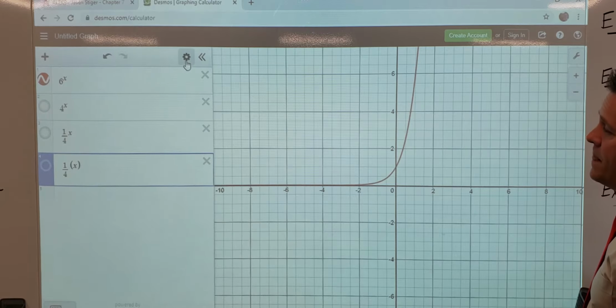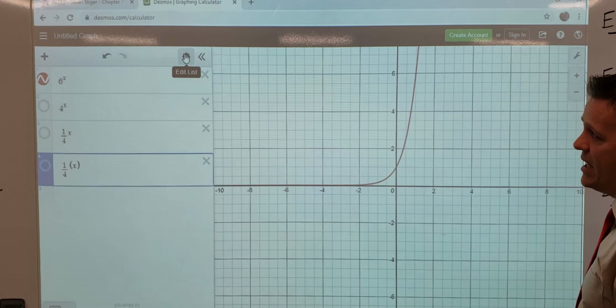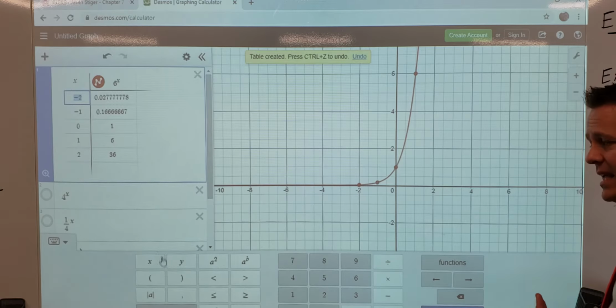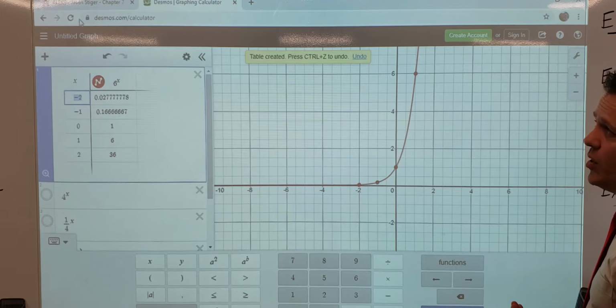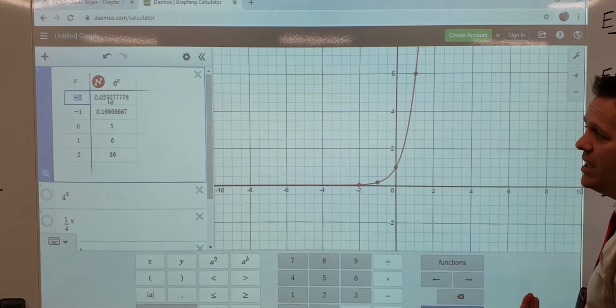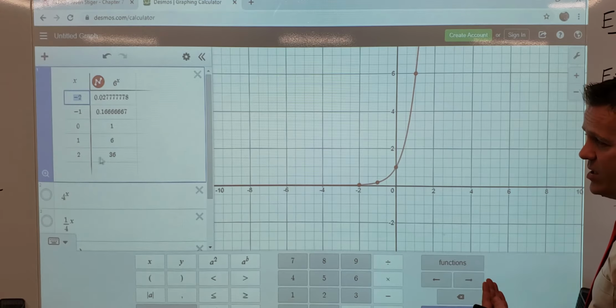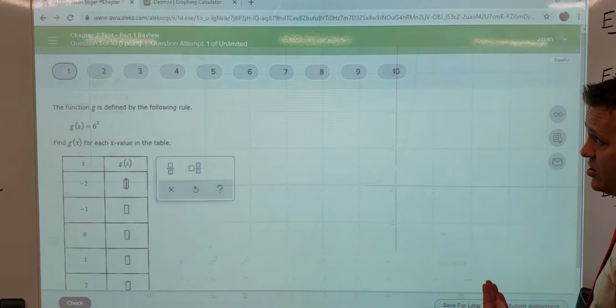Simple as that. Remember we talked about you can hit the edit list button here and create a table. Now, one key thing on number 1 here: you cannot enter a decimal. It asks for a fraction no matter what. So use an evaluation system of understanding 6 squared is 36, 6 to the 1 is 6, and so on and so forth.